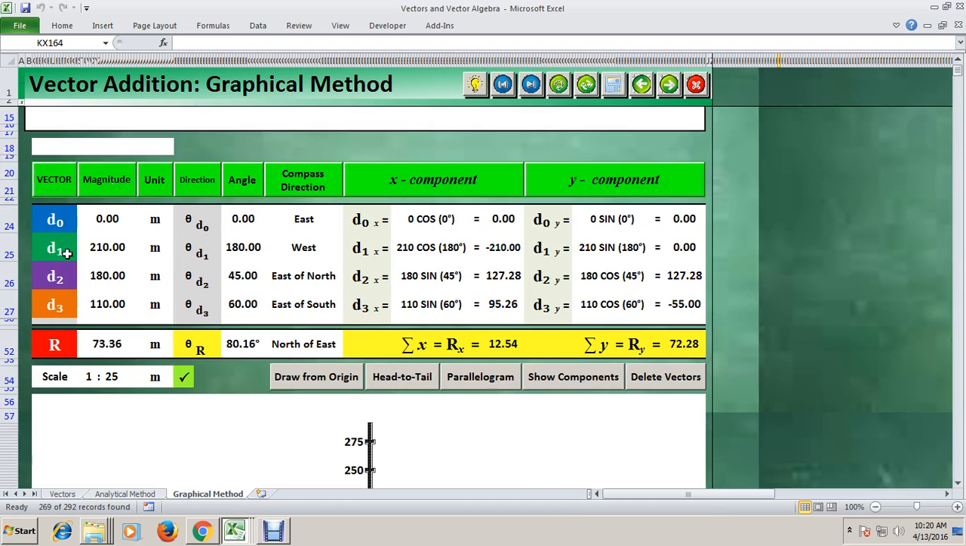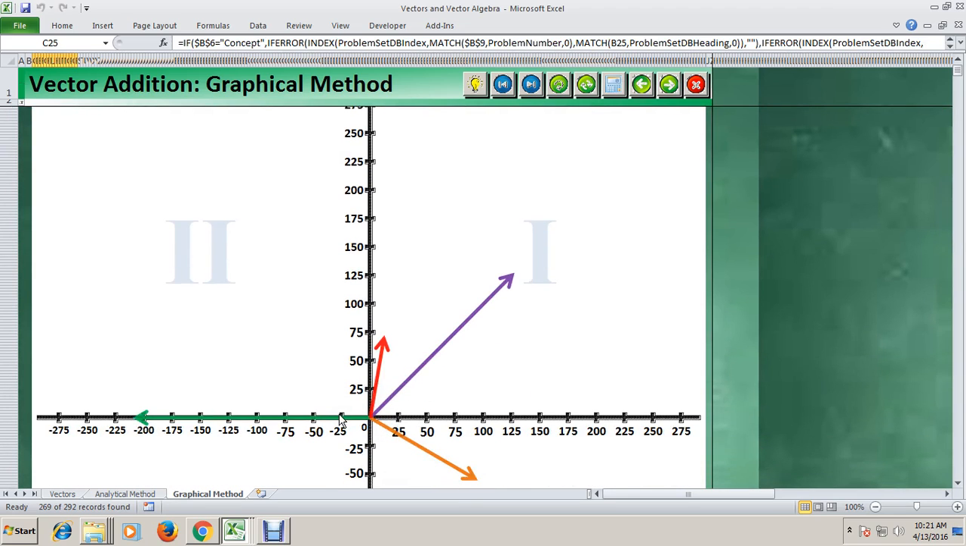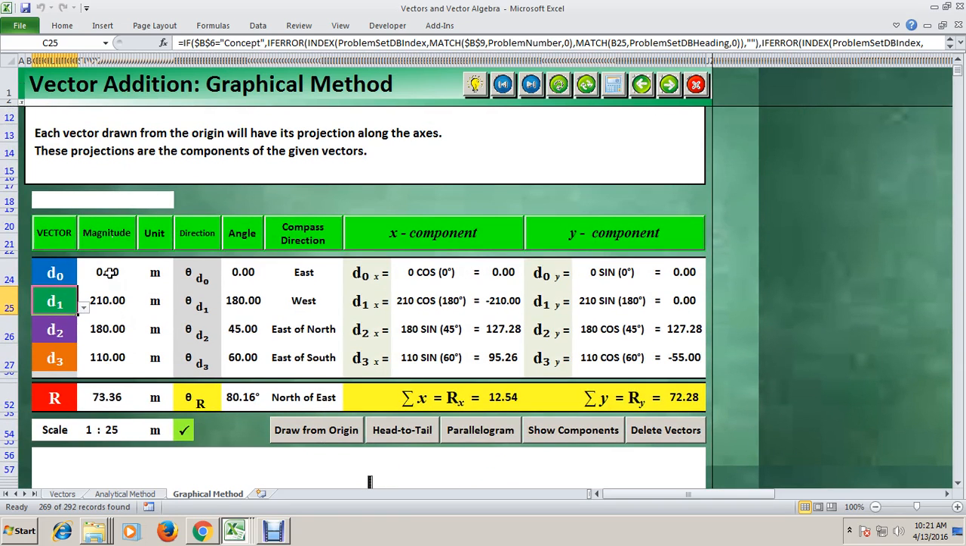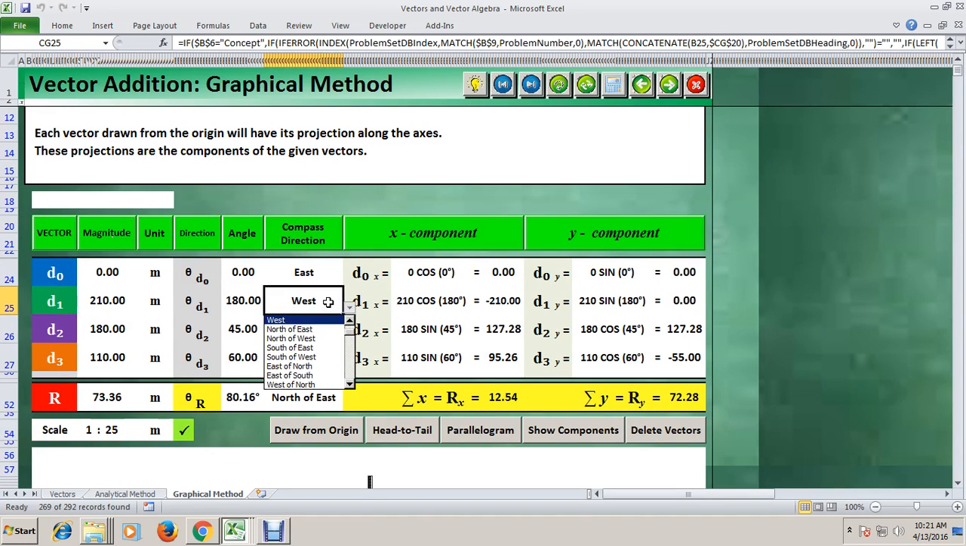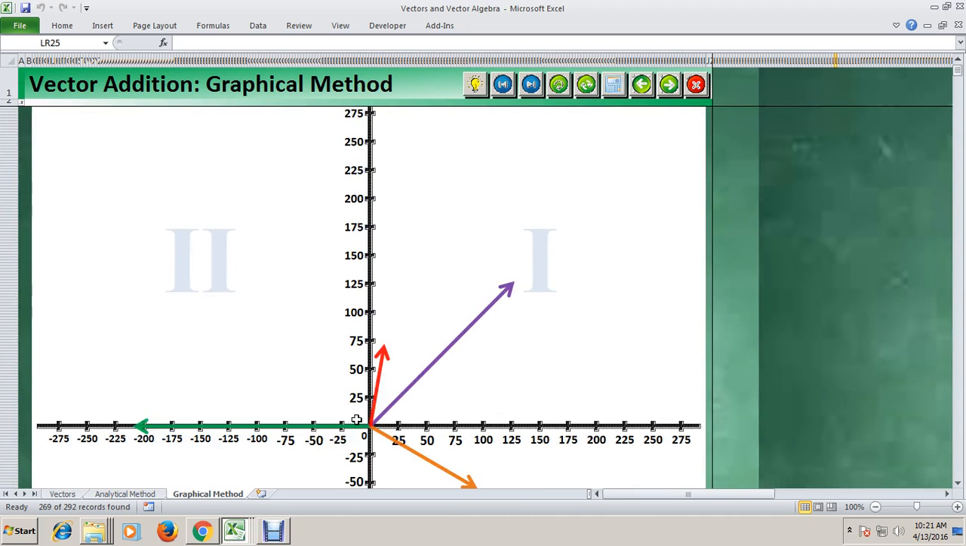But d sub 1 here has the color green. That means the vector arrow would be this one. Try to notice that the entire vector is projected along the x-axis. Why is that? It is because the direction of the arrow, as specified in its description, is directed west. Therefore, the angle would be 180 degrees, and therefore, the vector arrow should be drawn entirely on the negative x-axis.